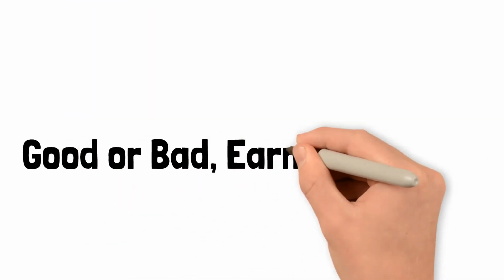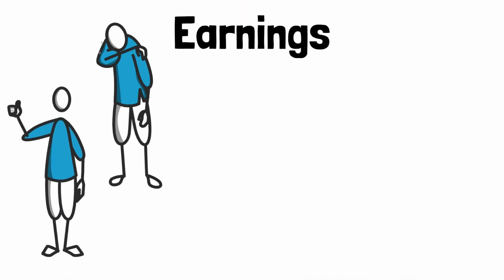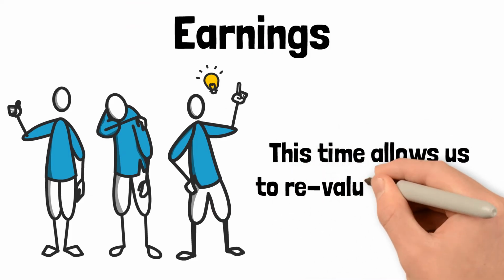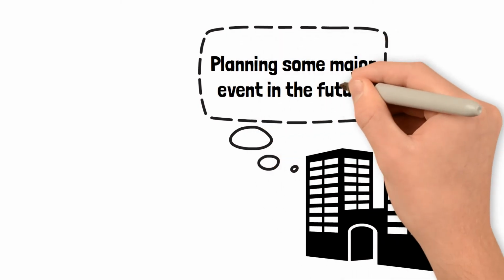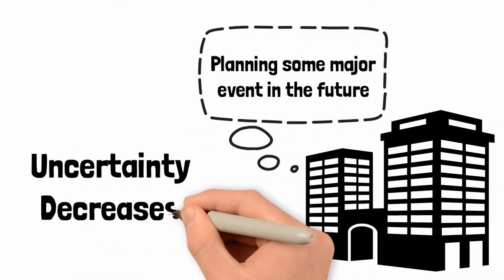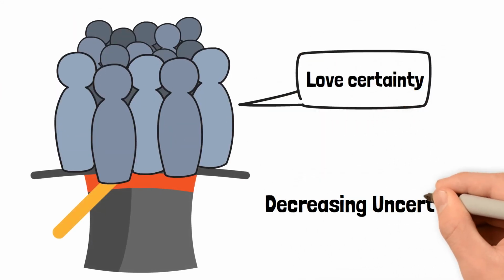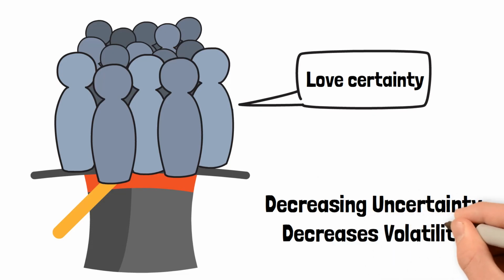Good or bad, earnings matter. Whether the earnings release brings us good, bad, or even new information, this time allows us to revalue the stock. And unless the company is planning some major event in the future, uncertainty decreases. And this is where the magic happens. Because humans love certainty, decreasing uncertainty decreases volatility. Now, it is important to pay attention to what I have to say here.